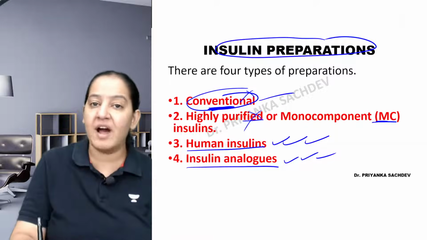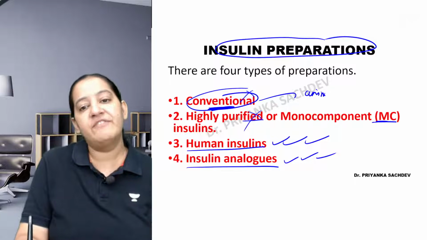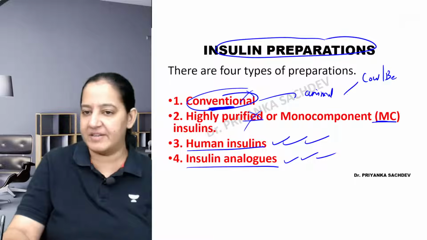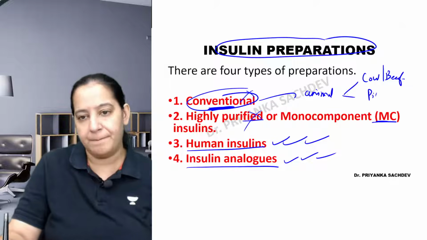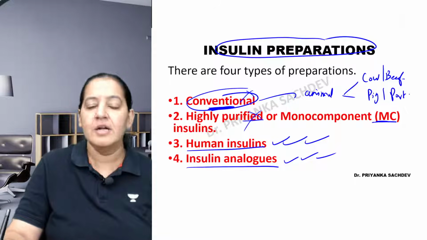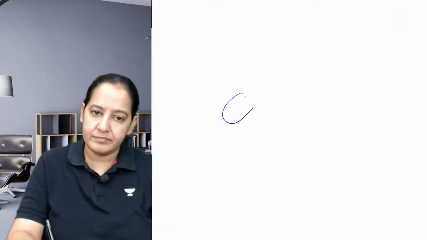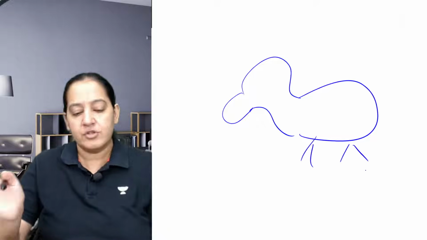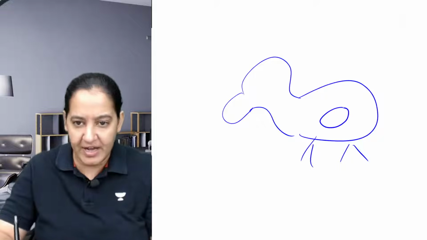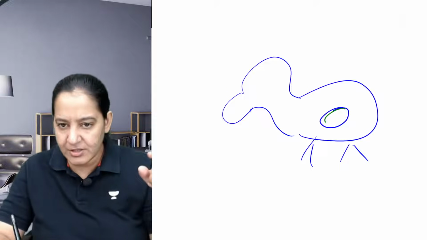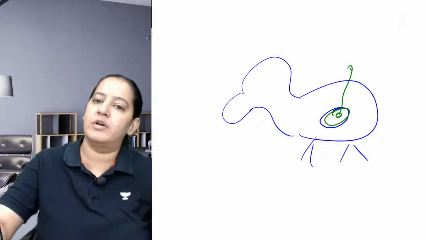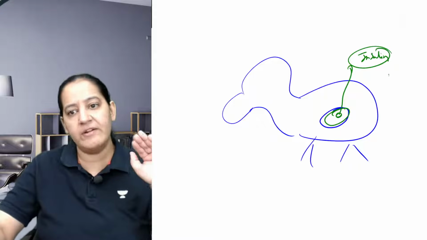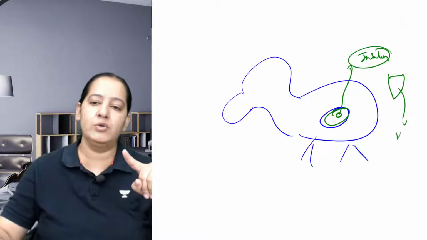The conventional ones are prepared from animals. Which animals? Either from the cow, that is beef. Cow or beef, one and the same thing. Or from the pig or pork, one and the same thing. So we take an animal, either a cow or a pig, whatever. From the animal, we take the pancreas. From the pancreas, we take the beta cell out. And we take the insulin of this animal out, right? And this insulin we will pack and use in humans.